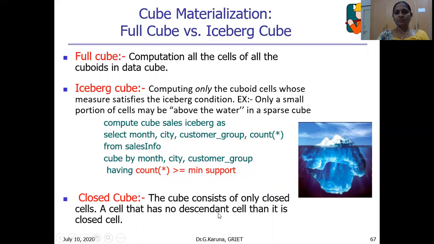A closed cube is a cube consisting of only closed cells. A cell that has no descendant cell is called a closed cell. If there is no descendant cell, then it is called a closed cell.